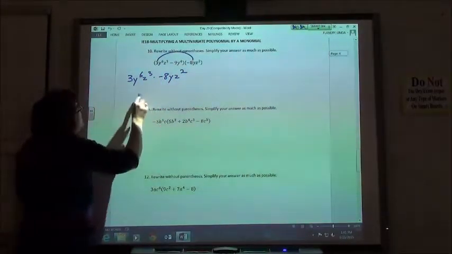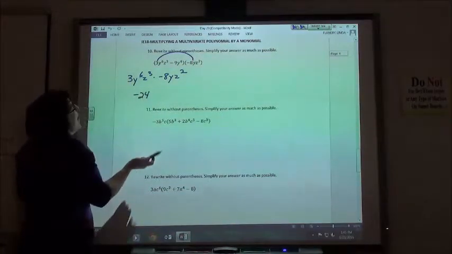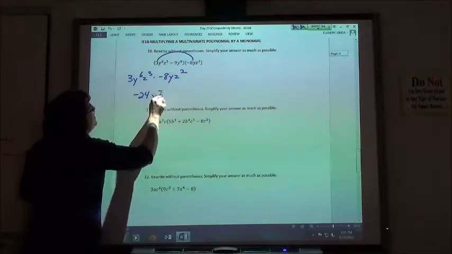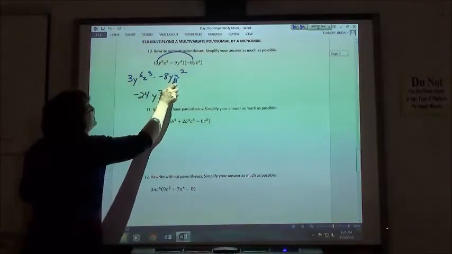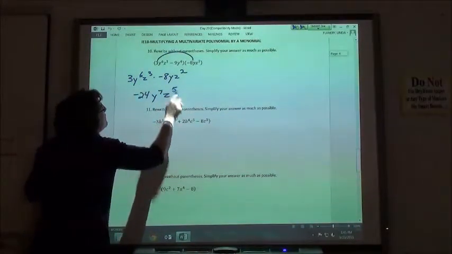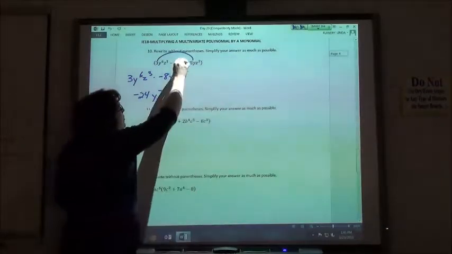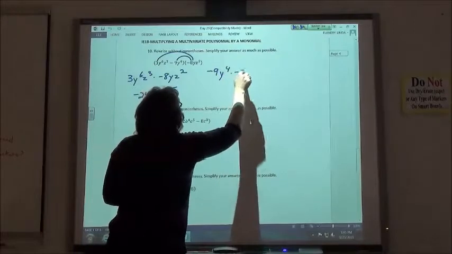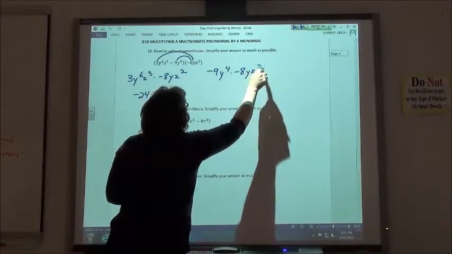3 times negative 8 is negative 24. I add my exponents, so y to the 6th times y would be y to the 7th, z to the 3rd times z squared, z to the 5th. And then I'm going to multiply those two terms together, so 9y to the 4th times negative 8yz squared.